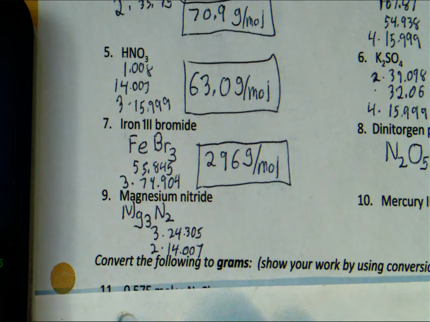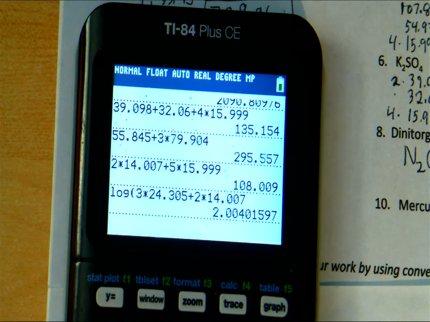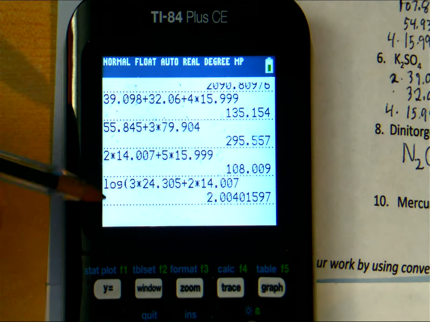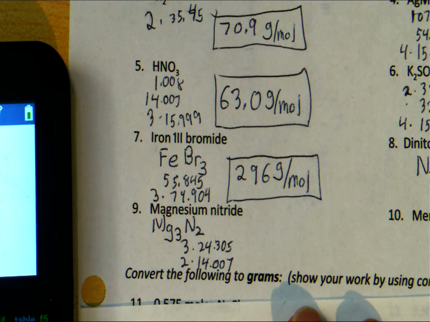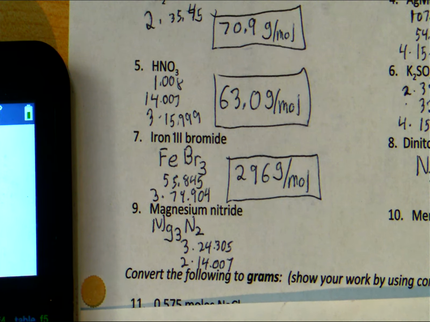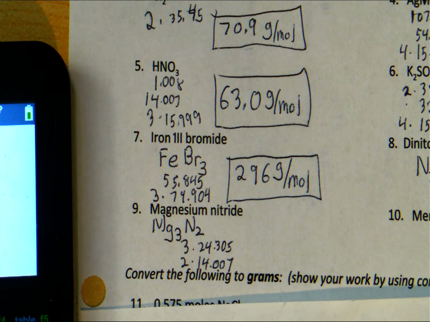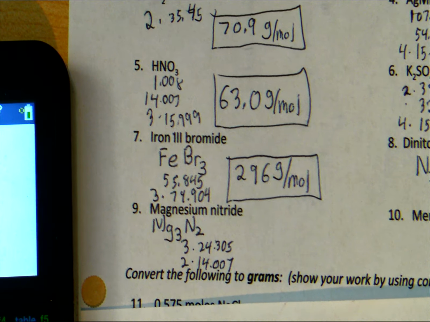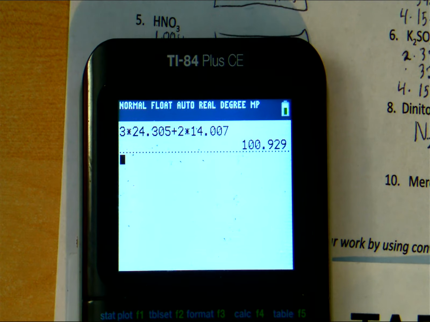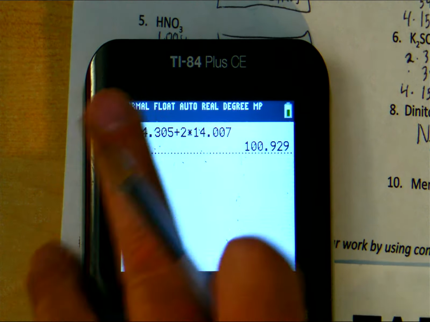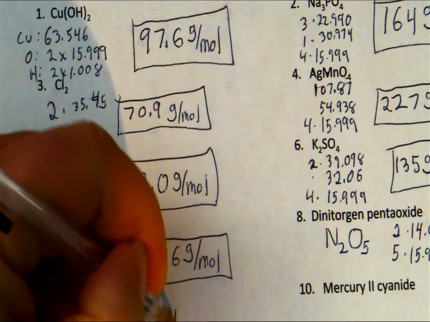Enter. And clearly I made a mistake. Somehow I hit the log button. Who knows? Let's just clear and do it correctly this time. 3 times 24.305 plus 2 times 14.007. Enter. Now I have a reasonable result, 101 grams per mole.